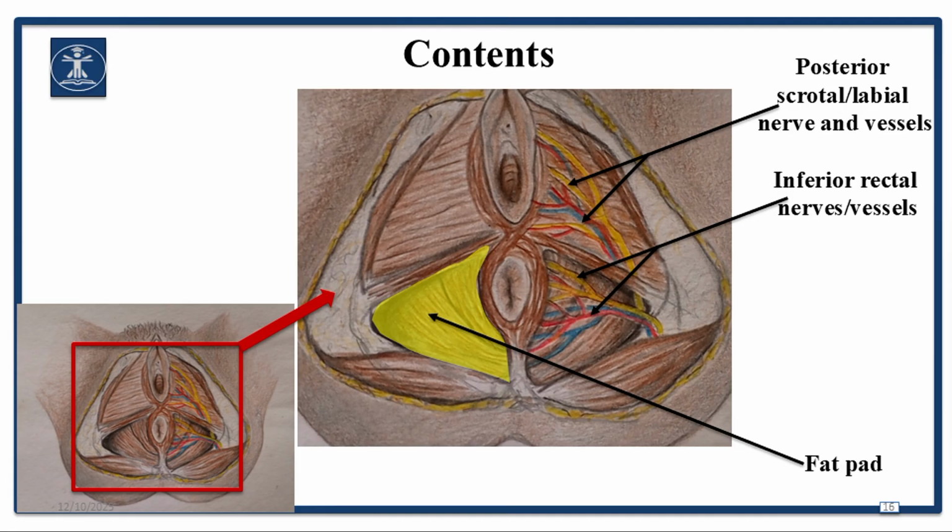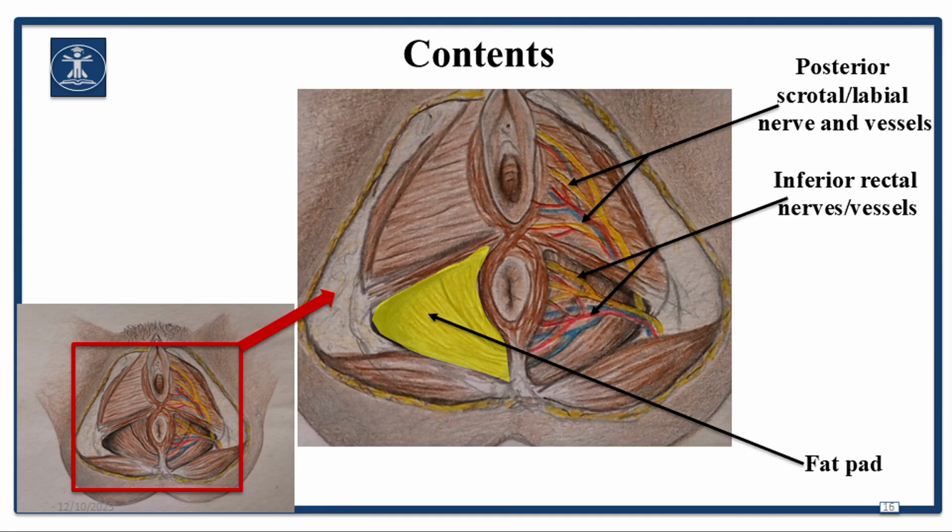Then we have the posterior scrotal or labial nerve. The posterior scrotal nerve or the posterior labial nerve, including the posterior scrotal vessels like the posterior scrotal artery and the scrotal vein, including the labial vessels, which are the labial artery and labial vein.